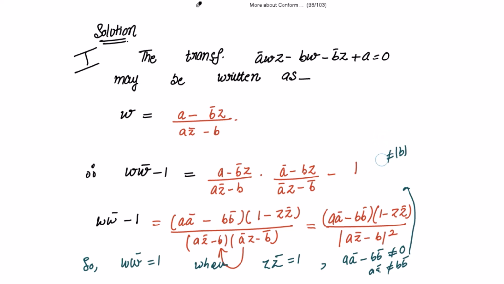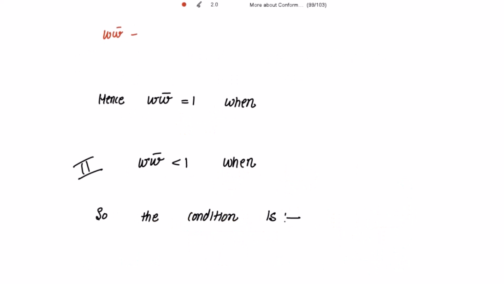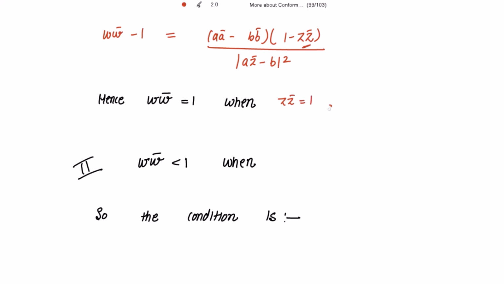So writing this, w w bar minus 1 is equal to (a a bar minus b b bar) into (1 minus z into z bar) divided by mod of (a z bar minus b) square. Hence, w w bar is equal to 1 when z z bar is equal to 1, provided this factor, that is a a bar minus b b bar, should be non-zero. That is, mod a should not be equal to mod b.